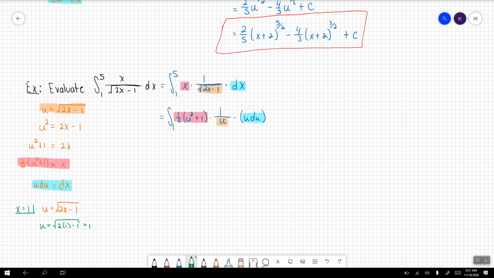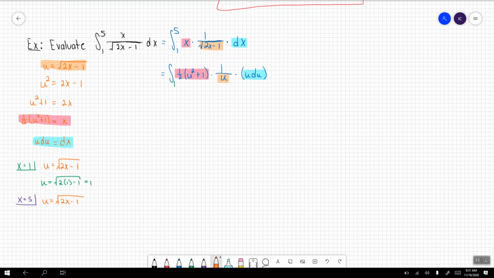Awesome. Upper bound. Upper bound, I have that x is equal to 5. Again, I'm using u is equal to the square root of 2x minus 1. Therefore, when I make the substitution, 2 times 5, that's going to get me 10, minus 1, that gets me 9, square root of 9 gets me 3. Therefore, my upper bound, when x is 5, u for the upper bound is going to be 3.